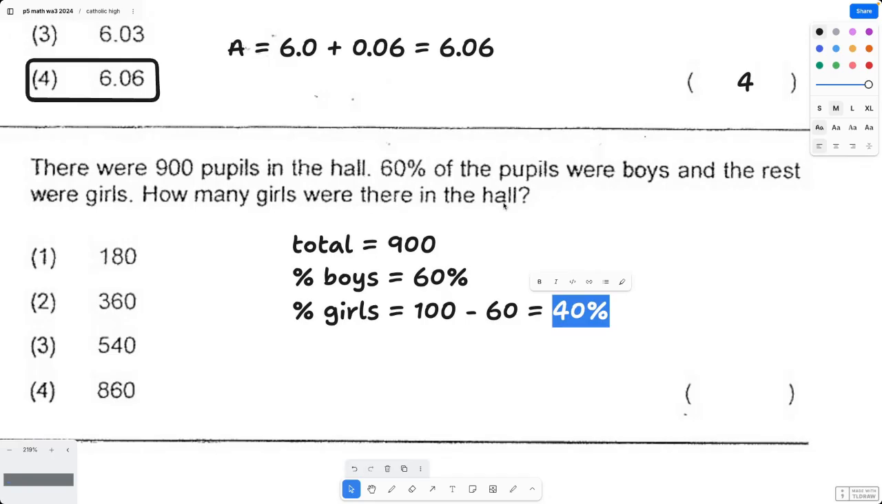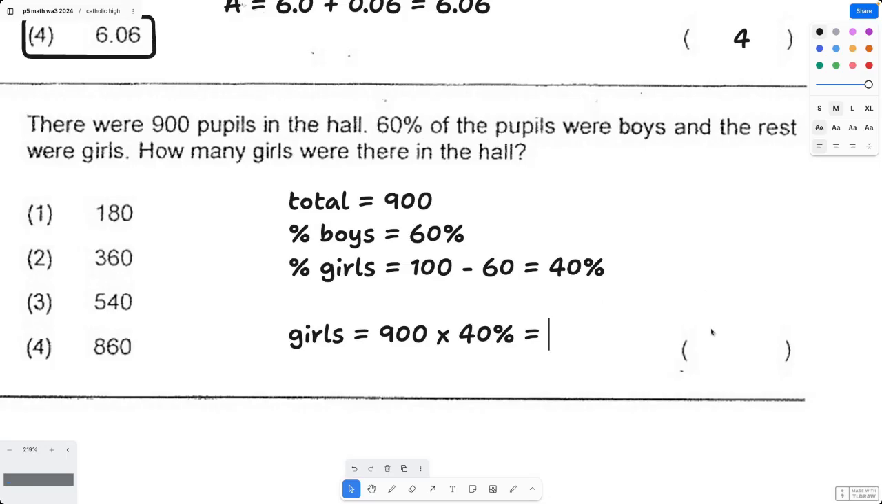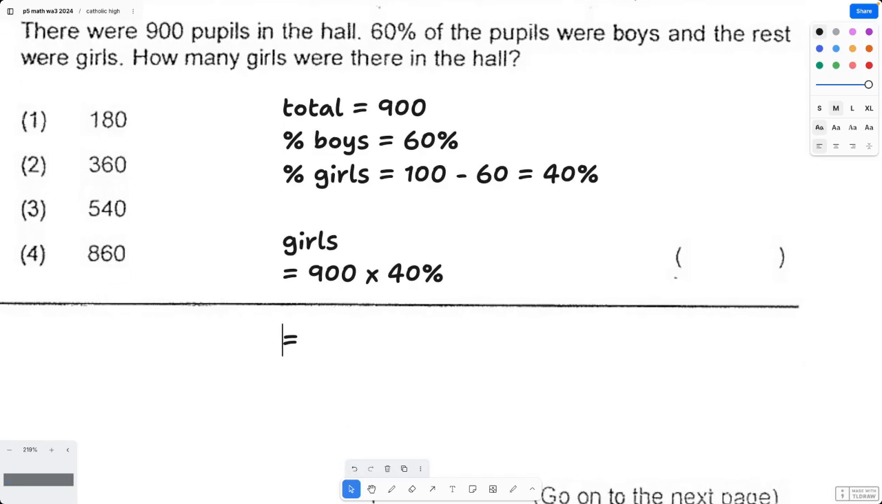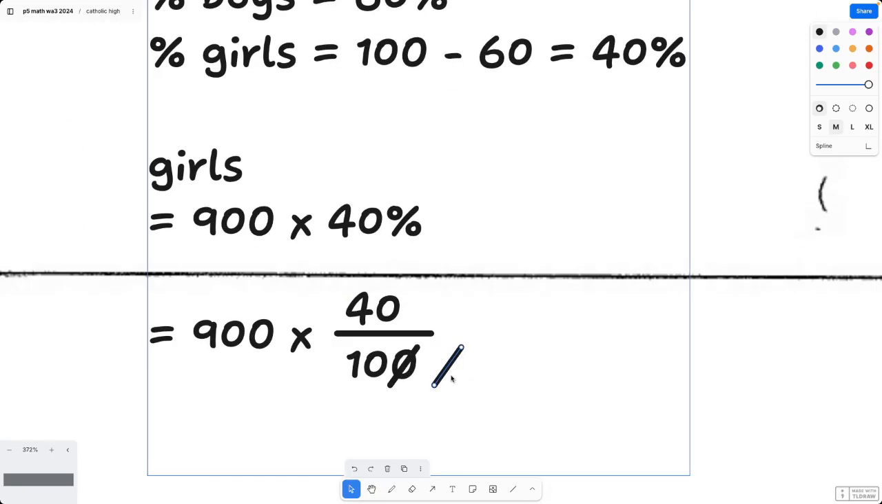How many girls were there in the hall? We need to multiply by the percentage. So it's 900 times 40%. Let me write it like this so it's easier. We need to put 40% as a fraction, so I'm going to put 40 out of 100. Then we cancel things out. 40 out of 100 is basically 4 out of 10. That's the easiest way to do this.